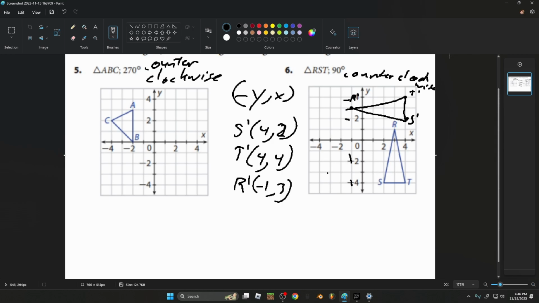Let's see. S prime, we said it was 4, 2. And here, S is 2, negative 4. What did I tell you? Negative y, x. Instead of having to do all that, plugging it back in and doing the math, you just flip it. See how good that is? It's awesome, right? You don't have to do all that boring work.